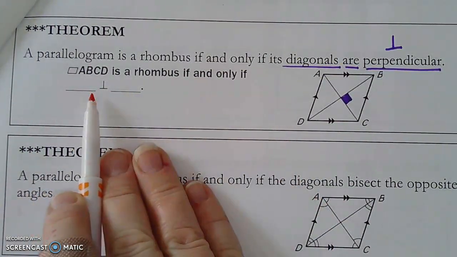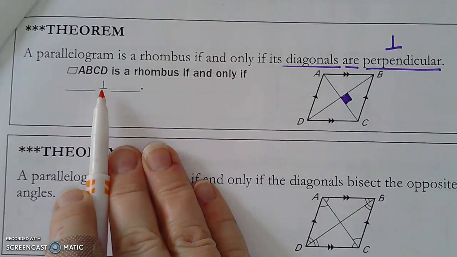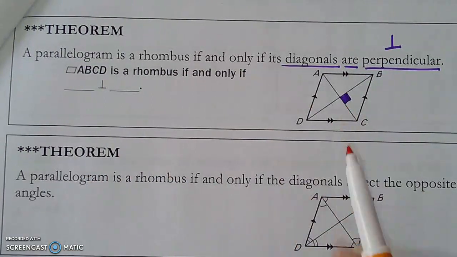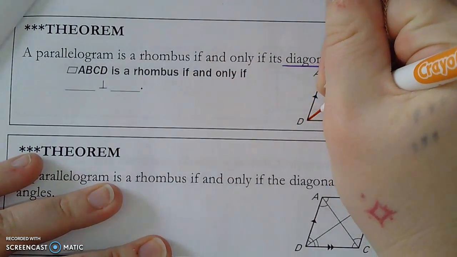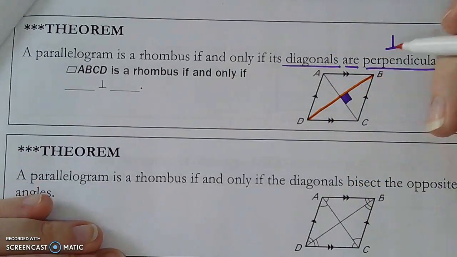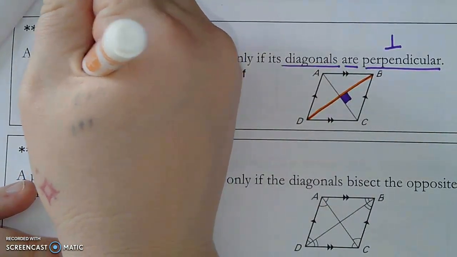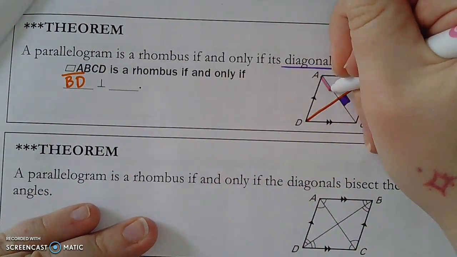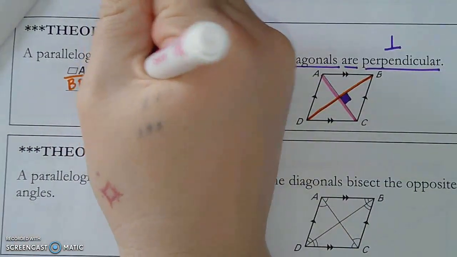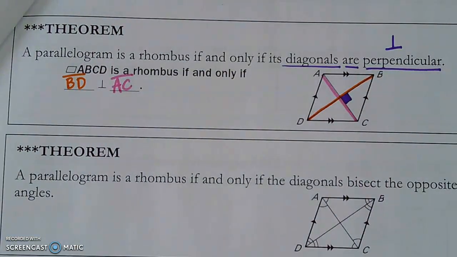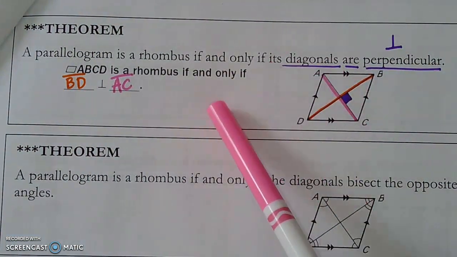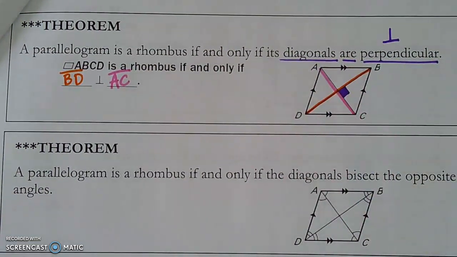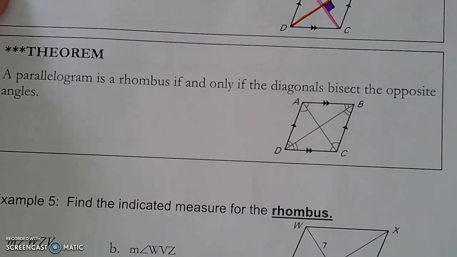We have to put something in these spaces. I see the upside down T symbol standing for perpendicular, meaning forming a 90-degree angle. We just have to name the two diagonals. So I see one diagonal is BD, and the other diagonal is A going to C. All right, so this is a rhombus because the two diagonals intersect and make a perpendicular relationship. So they make a 90-degree angle.